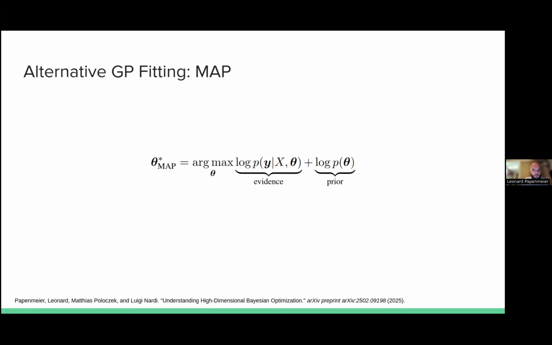An alternative to maximum likelihood estimation is MAP, which is basically, in log space, the sum of the marginal log likelihood plus the hyperparameter prior P of theta here. So you just add this log prior term to the marginal log likelihood. And you can use this if you have some prior knowledge about reasonable hyperparameter configurations. And as I said before, MAP then chooses the hyperparameter configuration that maximizes this expression here, which is sometimes called the unnormalized log posterior.